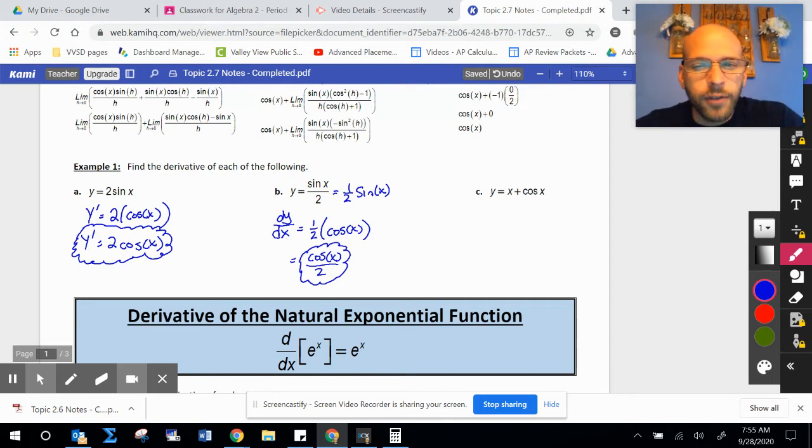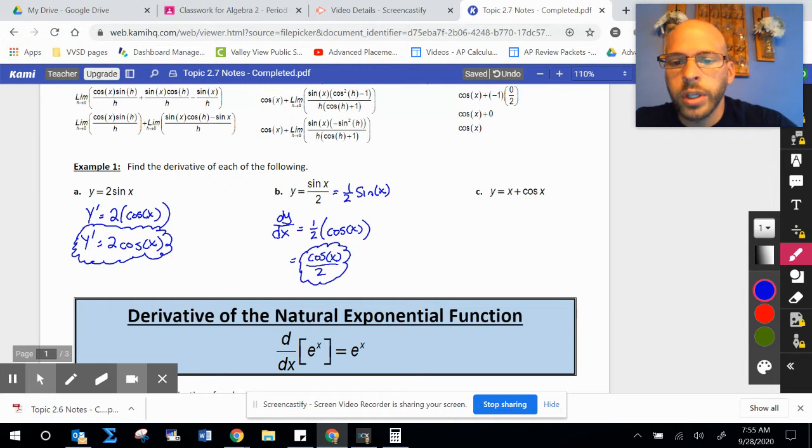All right, now you have to be very careful with quotients. We're going to get into a later topic how we approach those quotients a little differently if we have variables on the top and the bottom. But in this case, we are just dividing by a constant. So I wrote it as a constant multiplier and took the derivative with what we know. Okay.